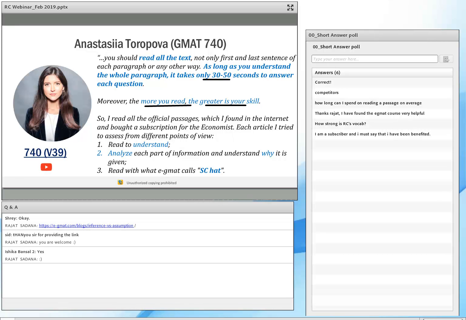Now, here is the interesting piece over this. When you say the more you read, the greater is your skill, it's the more you read critically, which means understanding sentence structure, doing predictive reading, looking at keywords, then your skill increases. So she says, I read all the official passages, which I found on the internet, and bought a subscription to The Economist, which is the magazine. Each article, that is how she went about reading this. Okay. It's about doing this critically. If you do an article a day like this, you're going to find in 5 days, trust me, in 5 days with the e-GMAT course, you're going to see there's a huge difference in your RC ability.